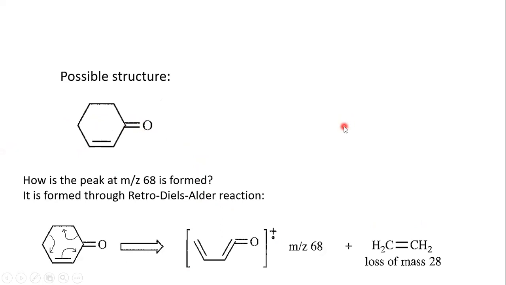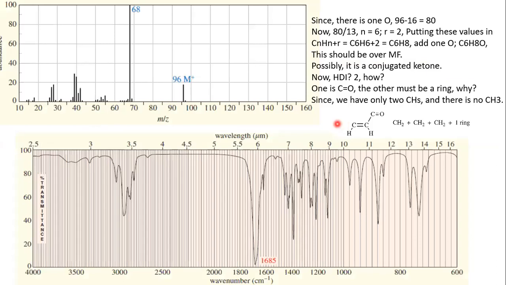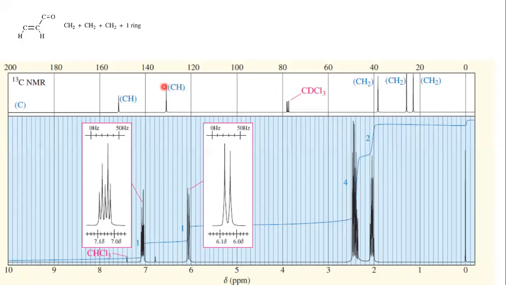Okay, now let's go back and have another interesting thing. In the mass spectrum, the base peak is this. Now the question is, how can we explain the formation of this base peak, 68? So you subtract 68 from 96, and you will be getting something. And let's see how we can do this.